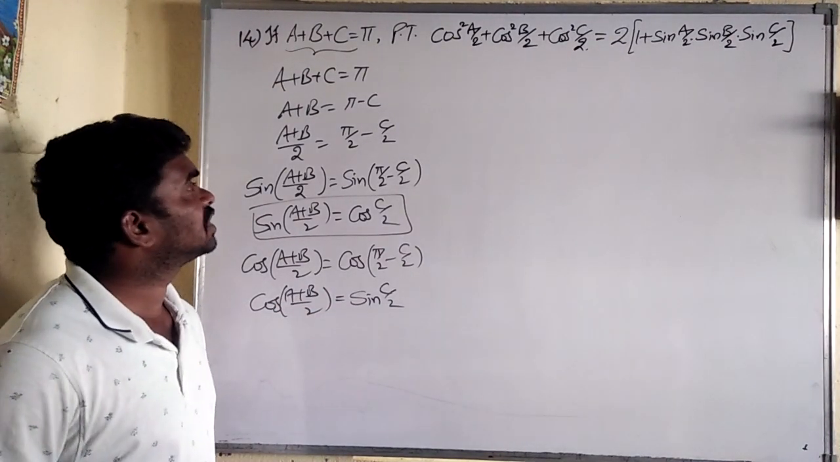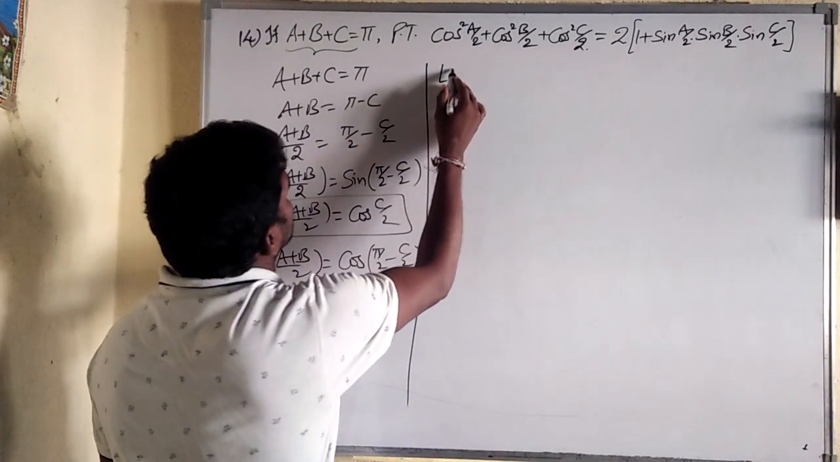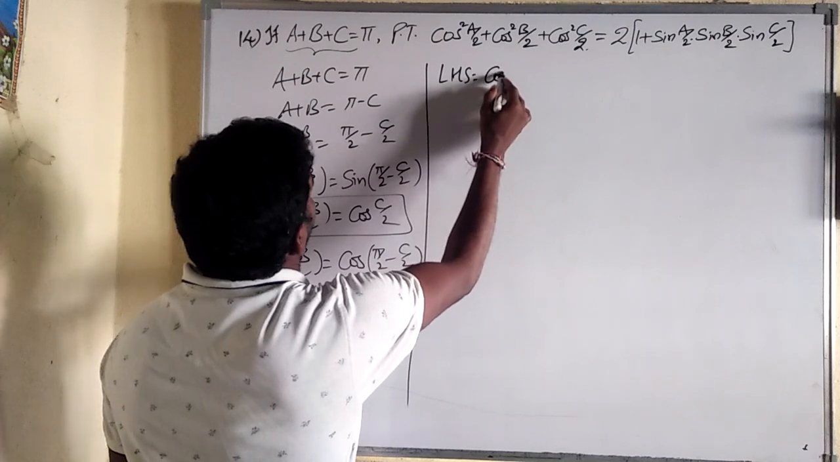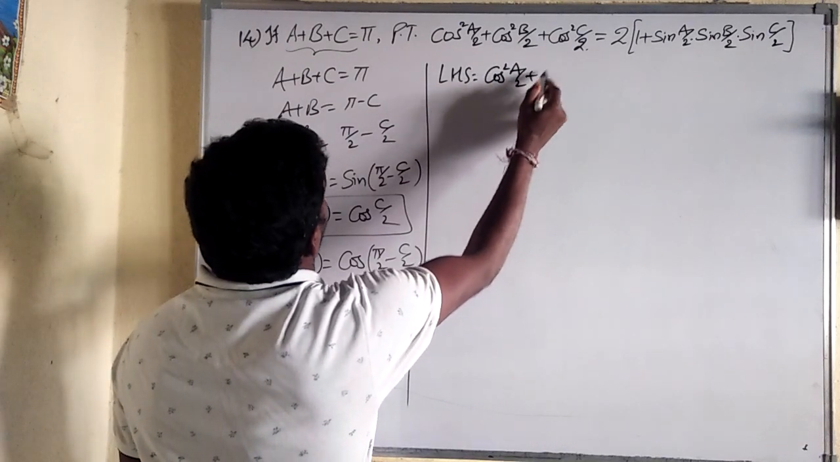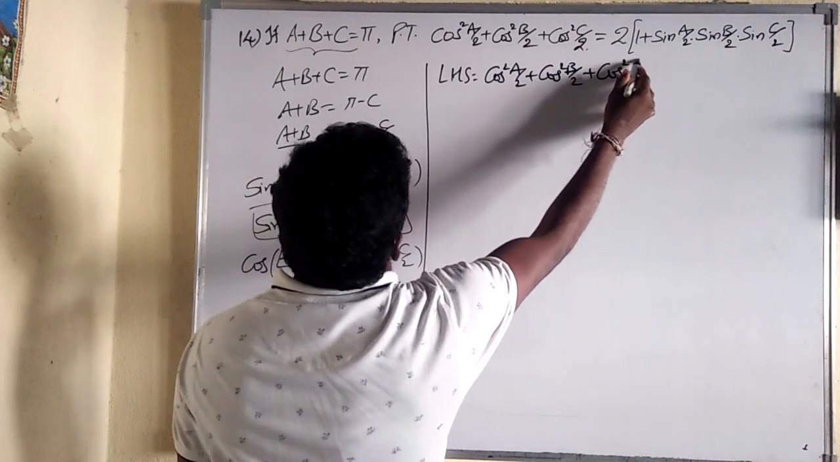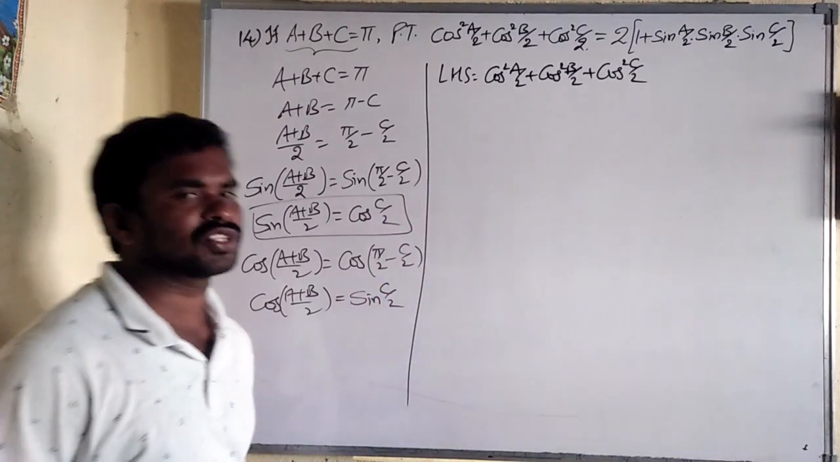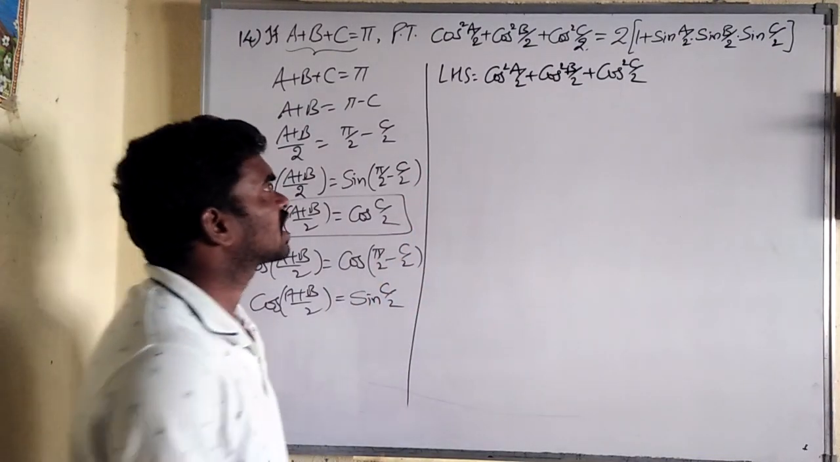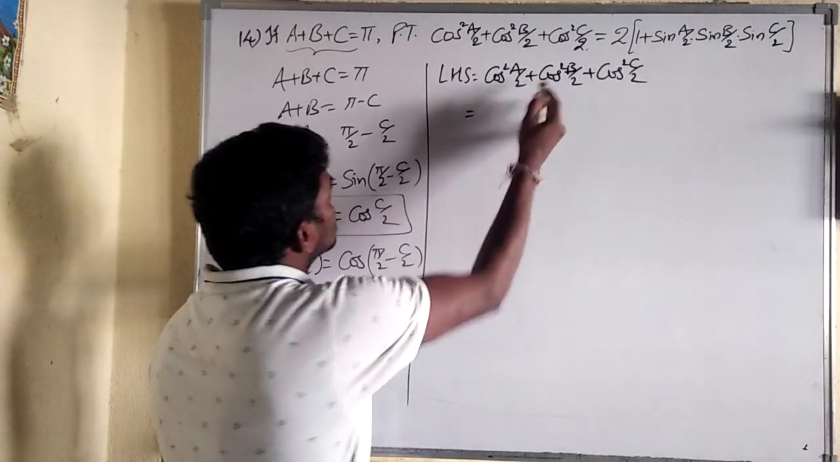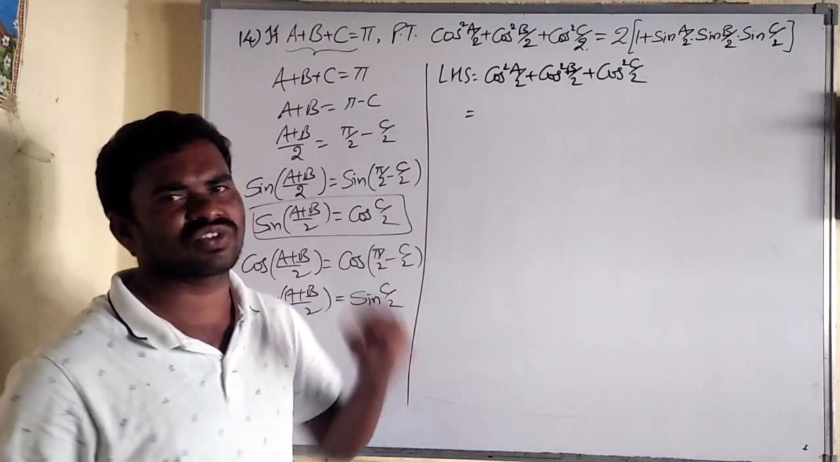Now take the left hand side. What is the left hand term? LHS is equal to cos square A by 2 plus cos square B by 2 plus cos square C by 2. Okay, I will give one more question of the same type for your practice. So listen carefully. Here this is not in the form of cos C plus cos D because of cos square plus cos square.